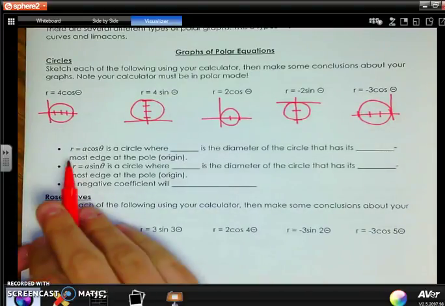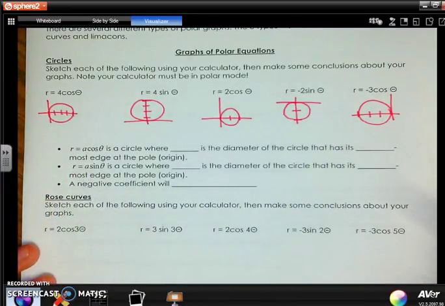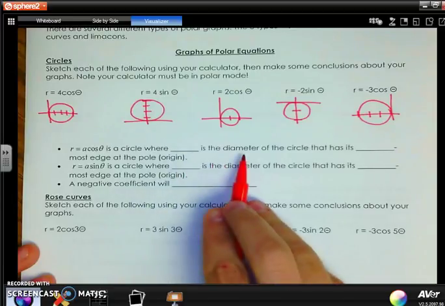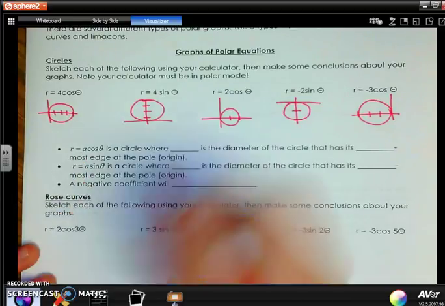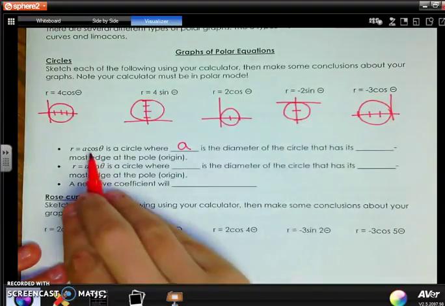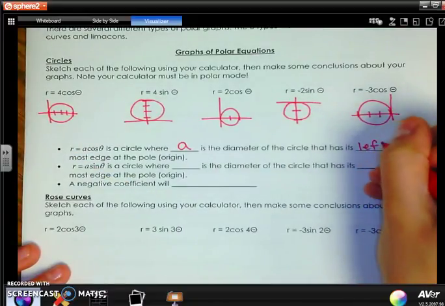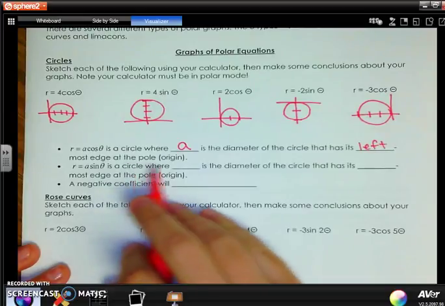And if we were filling in the blanks, it says r equals a cos theta is a circle where which one of those numbers is the diameter? Well, a was the diameter. So a is the diameter of the circle that has, when it was a cosine, its leftmost edge at the polar origin.